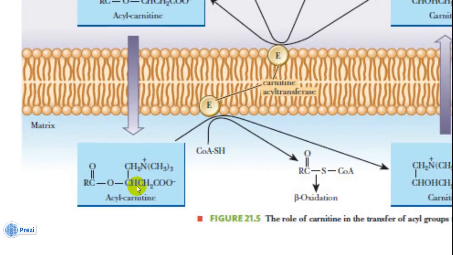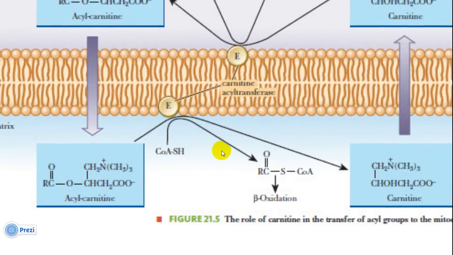In the matrix, the acyl-carnitine is not useful. So we need to go back to the activated fatty acid. To go back to the activated fatty acid, we also use a carnitine acyltransferase, but it's another enzyme. They call it carnitine acyltransferase 2. Now this enzyme will do the reverse of the first one, the opposite. It will release the carnitine, and it will bind the fatty acid with a coenzyme A. This fatty acid can go to the beta oxidation.